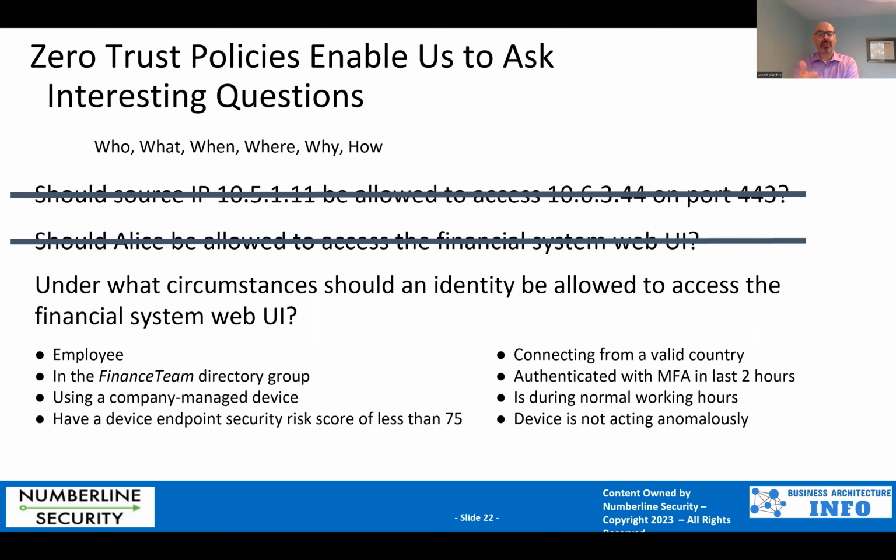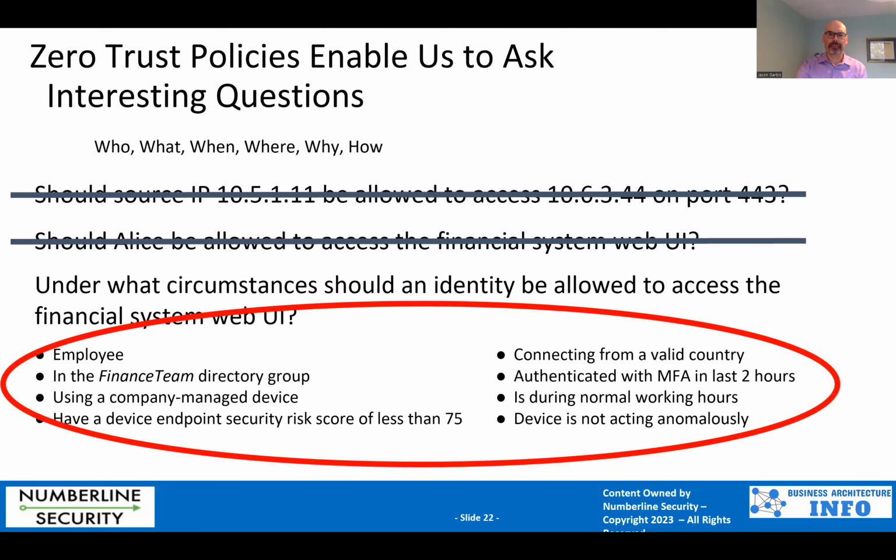business owners, application owners. So if I am the application owner for the financial system web application, now I can say, yeah, this is how I want to constrain which people can access this. So this is light years ahead of the first policy there around IP addresses. And this is exactly where we need to go from a policy model perspective.